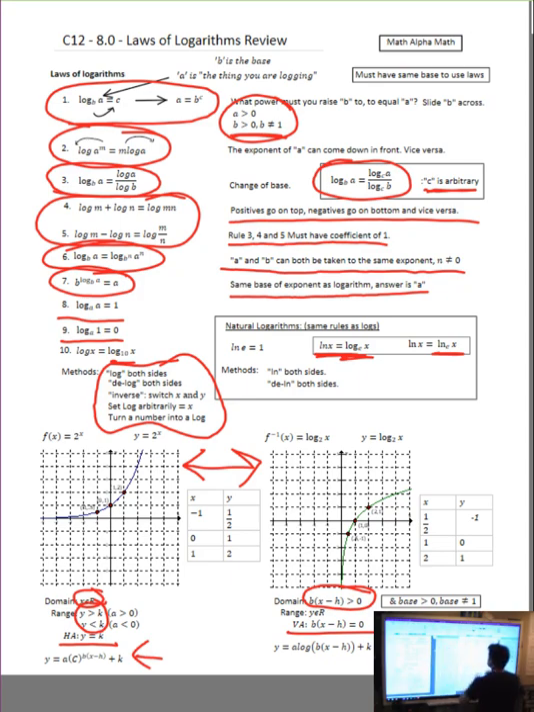Really get comfortable using all of your different rules. Lots of the times people will have different answers because they decided to use different rules in different orders. As long as you don't break any of the rules, you can do any order of any rule you like.